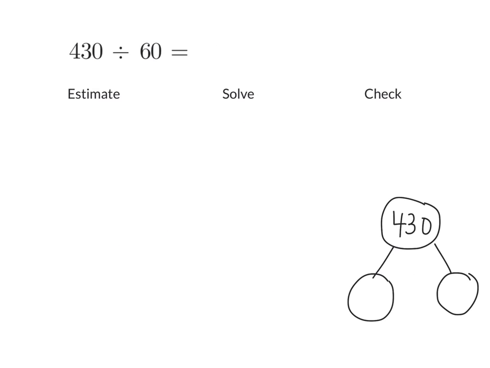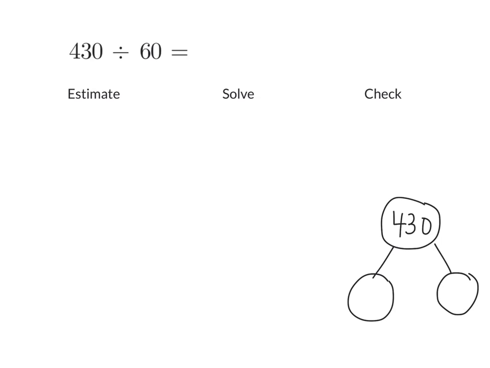Start by copying down 430 divided by 60. Okay. Today I want you to know that there's always going to be three steps you have to show me. You have to estimate. You have to show me your estimation. Then you have to show me how you solve it. Then you have to show me how you're going to check your work. Okay. So let's start by estimating.